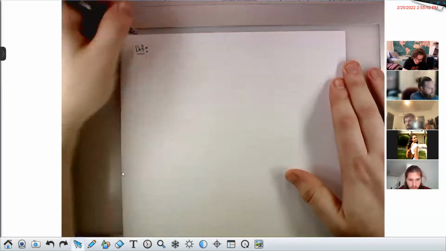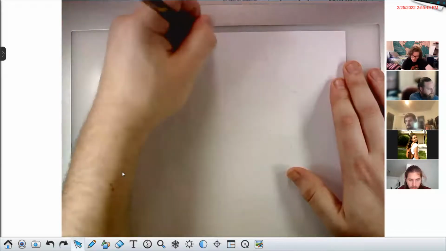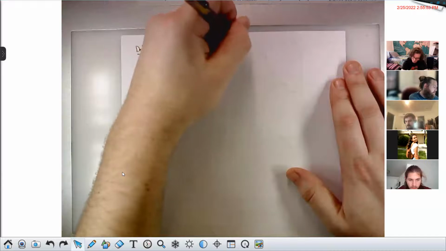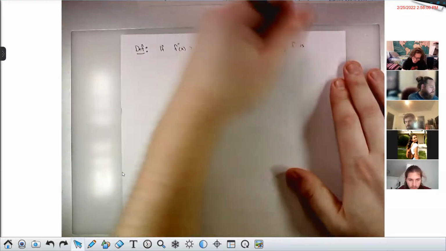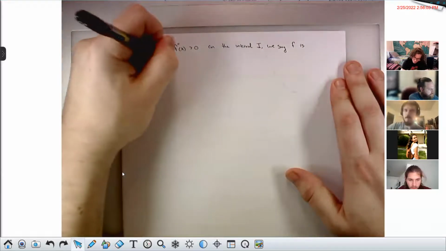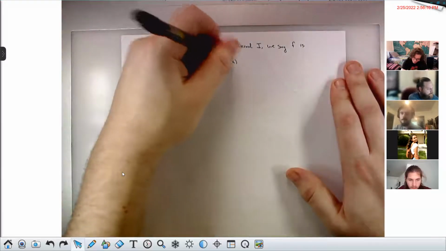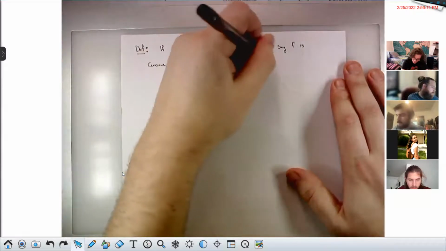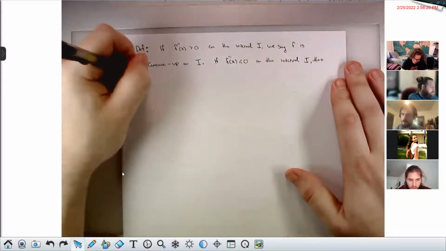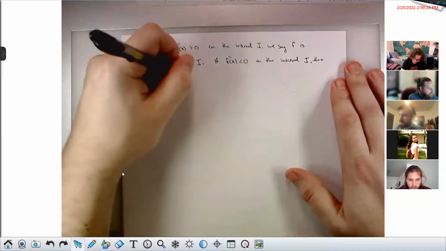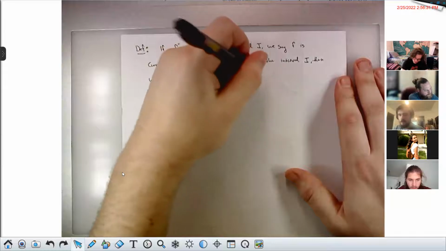Just like increasing and decreasing, if f double prime of x is positive on the interval I, we say f is concave up on I. And if f double prime of x is negative on the interval I, then we say f is concave down on that interval.